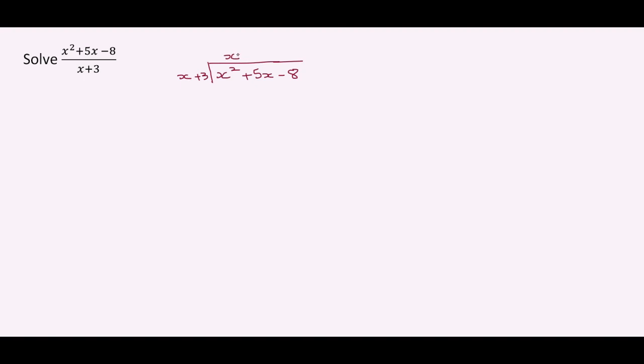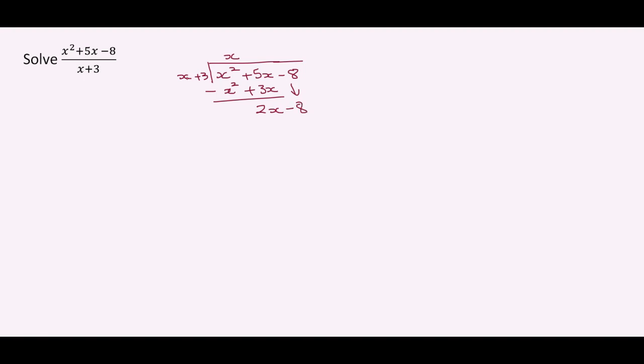Now we're going to multiply the quotient here by the divisor. So x multiplied by x plus 3 is going to give us x squared plus 3x. Now we're going to subtract this. So now we have x squared minus x squared is 0. 5x minus 3x, that's going to be 2x. And then we can bring down minus 8.